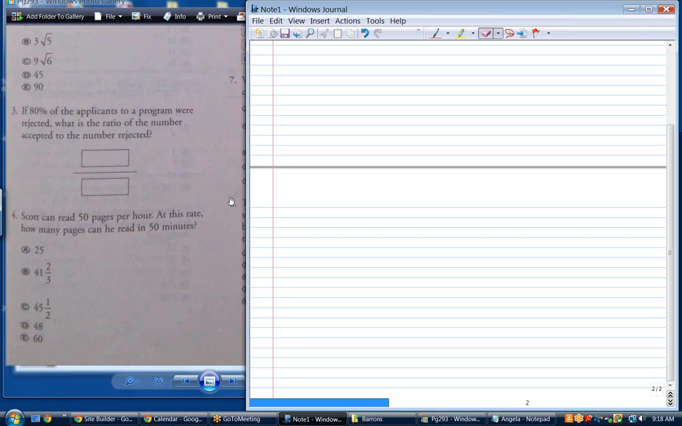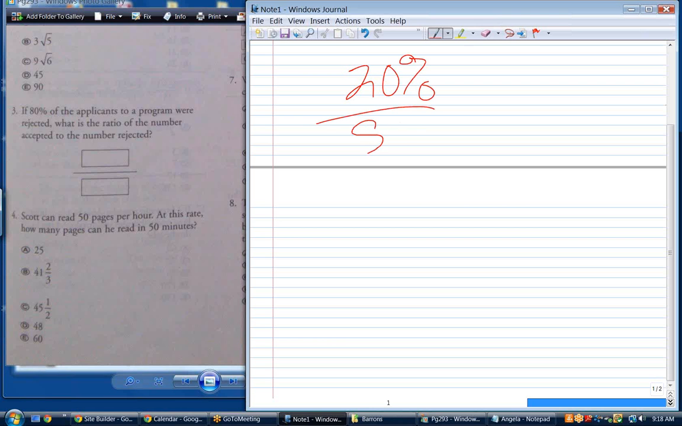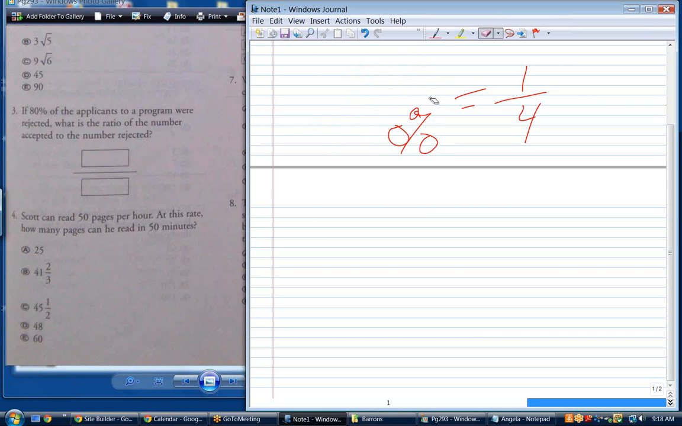Okay, 1 to 4, yeah. Again, you could just use the straight percentages. In other words, 20% to 80%, percents actually cancel, and I get that same 1 to 4. Okay. Even without picking numbers.